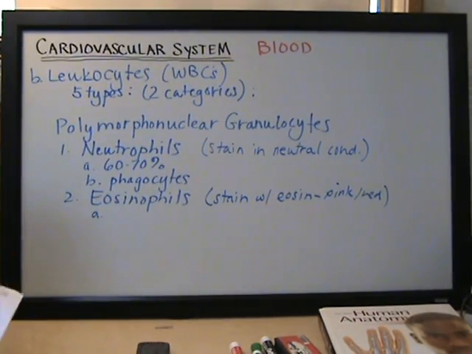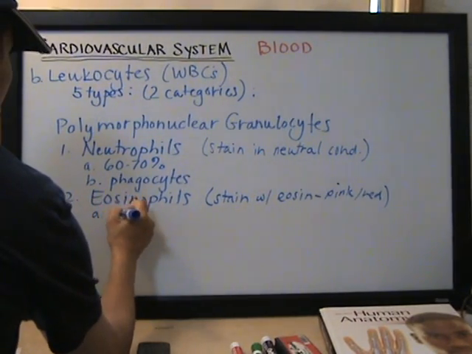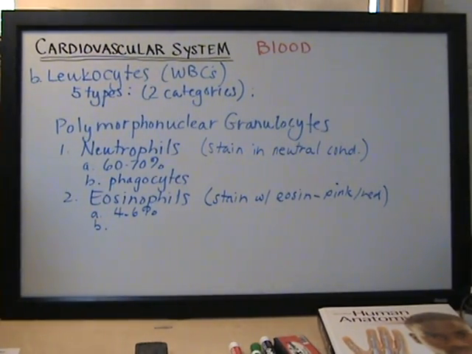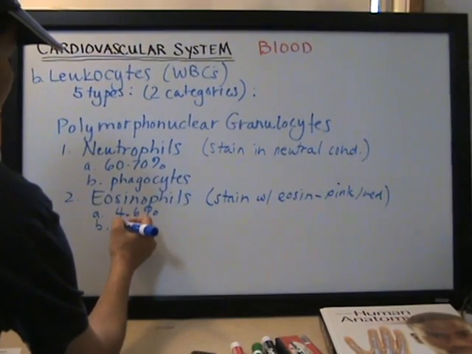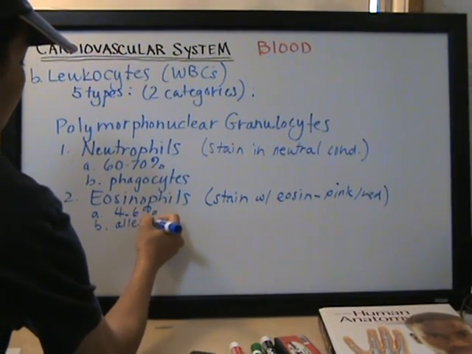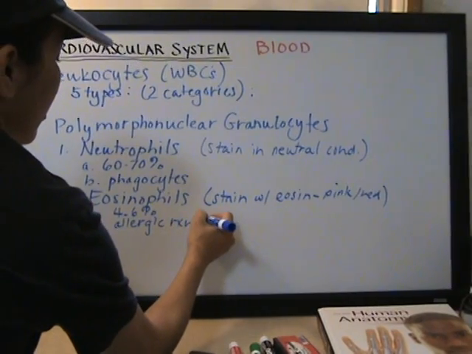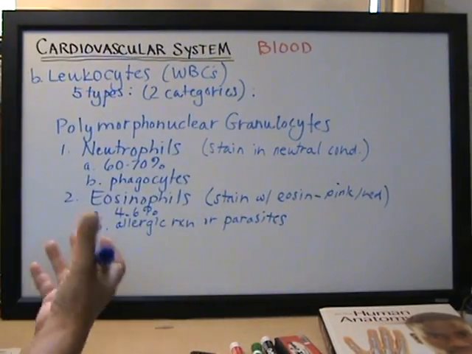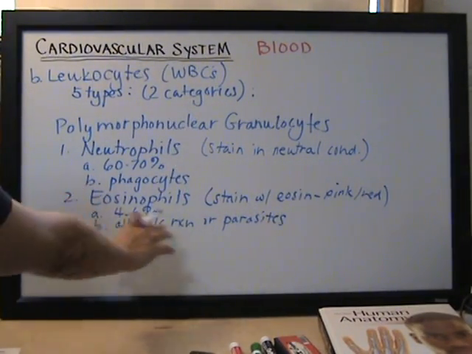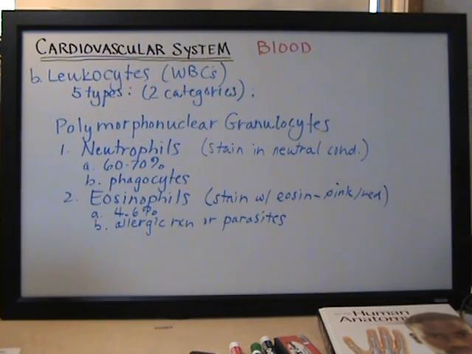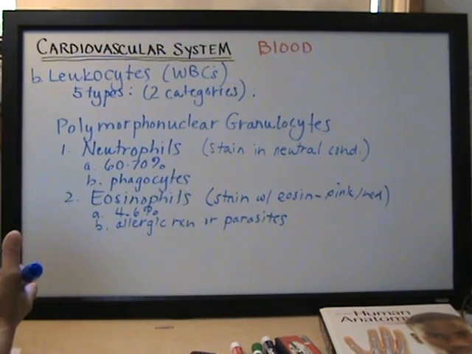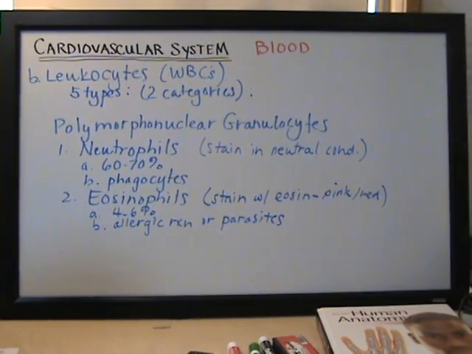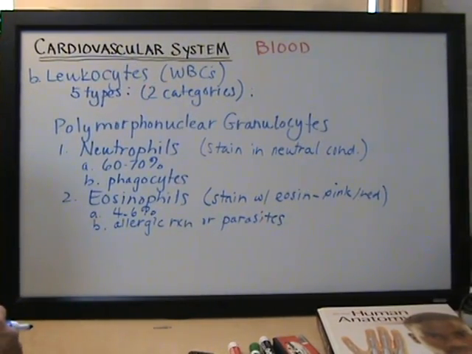These are way less common than the neutrophils. They're only about 4 to 6% of white blood cells. And you see them if you have an allergic reaction or parasitic infection. I used to work for a vet, and one of the things we look for is a high eosinophil count if that dog or cat has parasites. I looked under the microscope at the different types of white blood cells and counted them, and that's called a differential.